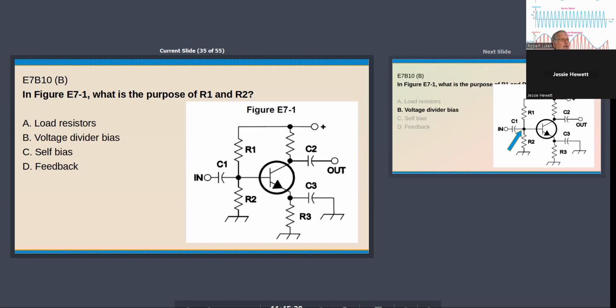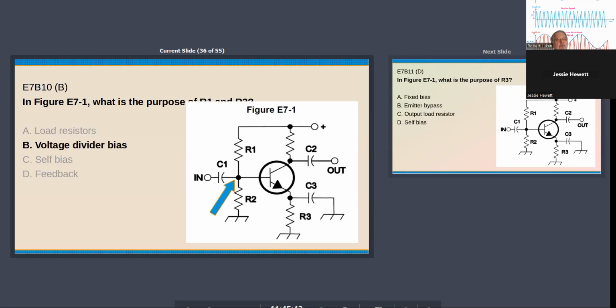What's the purpose of R1 and R2 in the circuit? Self-bias. No, R3 is self-bias. No, R1 and R2 are voltage divider bias. Voltage divider bias would be your normal bias. You may or may not have the R3, but in a more sophisticated circuit, you would normally have R3.